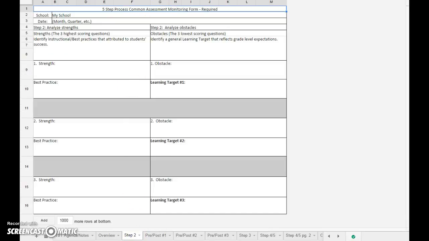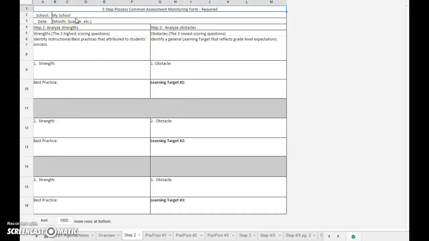The way that our TBTs do that in looking at that data analysis is we look at what were the students' strengths. As a TBT, we come to a consensus looking at maybe the 3 highest scoring questions for what the students' strengths were, and then we communicate based on that strength what we attribute that to. What best practice? Again, even though we're looking at that common assessment as a whole, we're really going to focus on one strength and one obstacle.